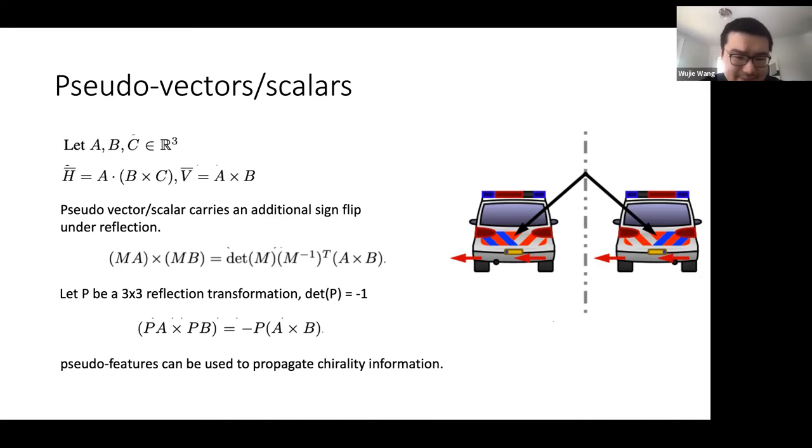Okay, so this is just some basic intuition about pseudo vectors. I think many people are familiar. The basic idea of a pseudo vector is that after the reflection transformation, there's an additional sign flip, while for real vectors you don't have this sign flip. That sign flip can break the reflection equivariance. So that's why in our decoder design, we have to be very careful to respect the geometrical rules to take this effect into account.